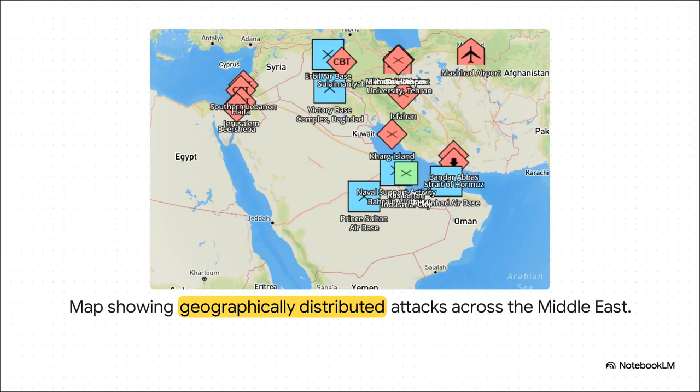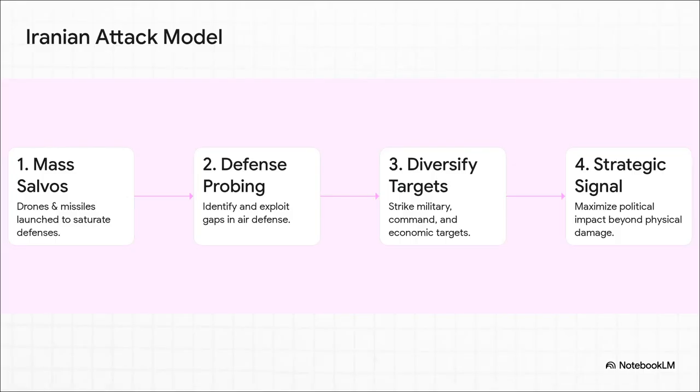As you can see from this map, the conflict is really spread out. It's not contained to just one country's borders. We're seeing reported Iranian attacks targeting Israel, United States assets, and allied Gulf nations across a pretty vast region. Our analysis, which we assess with moderate confidence, points to a very specific four-step pattern in these attacks.